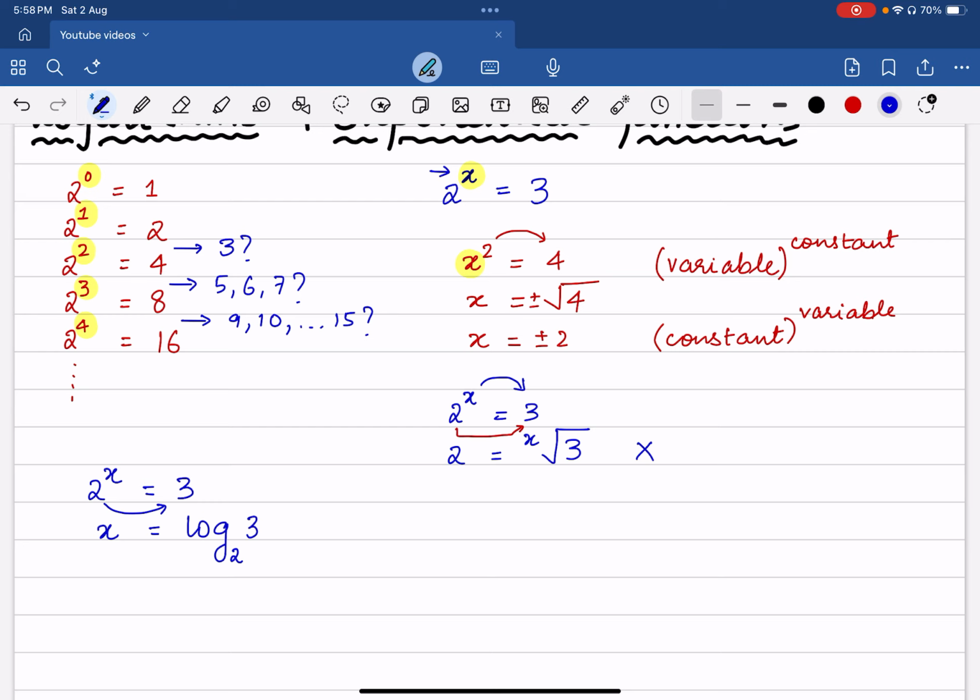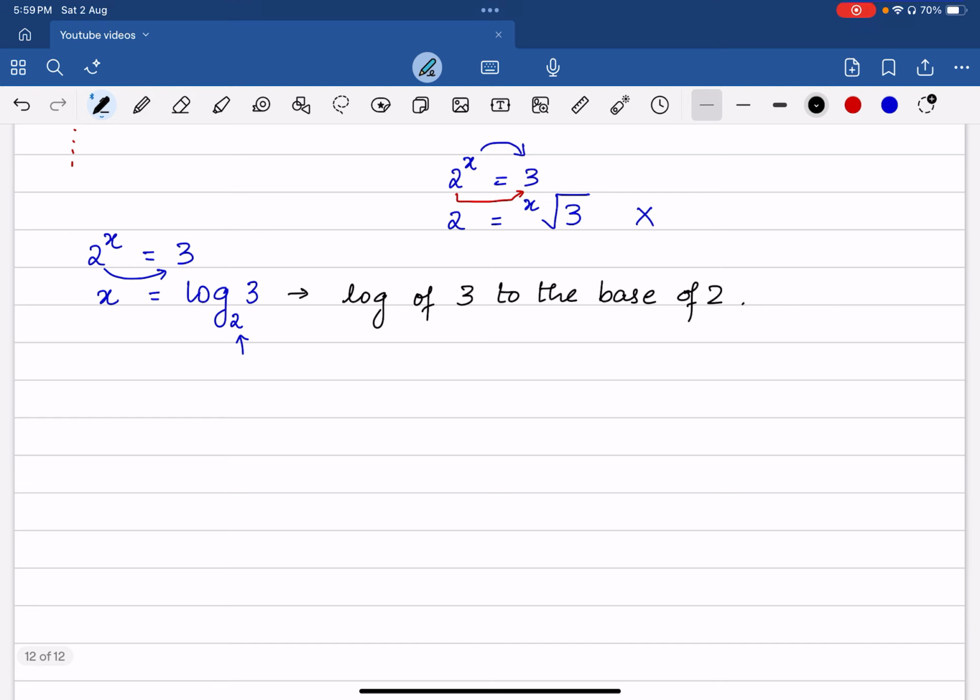Now when the 2 goes on the other side, it comes in the base of the logarithm. You should know how we read this. We read this as log of 3 to the base of 2. Log of 3 to the base of 2.